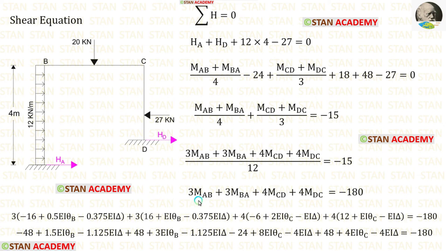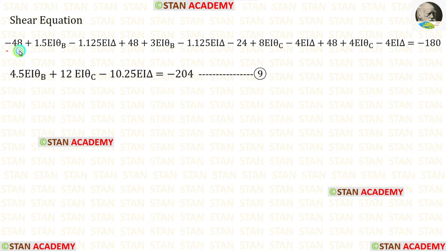Let us apply the expressions of MAB, MBA, MCD and MDC from the slope deflection equations. Then let us multiply this equation with 3, this equation with 3, this equation with 4, and this equation with 4. When we do that, we will get these. Now let us add these values. After adding, we will get these. We have to always keep the numerical on the right side. Let us keep this equation as number 9.